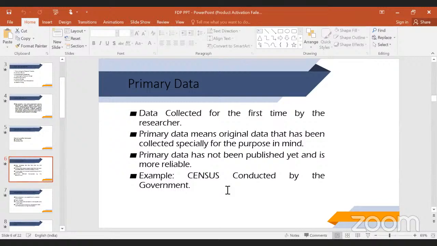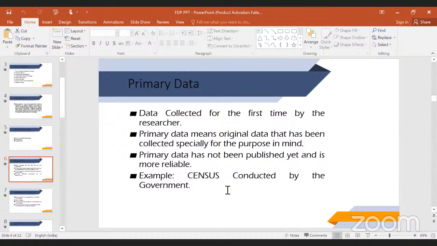data. Primary data is also known as original data because it is collected for the first time by the researcher himself, and it is not taken from someone else's work. So primary data means if we are collecting anything for our research for the first time on our own, that is the meaning of primary data.